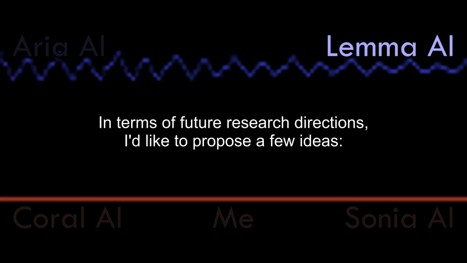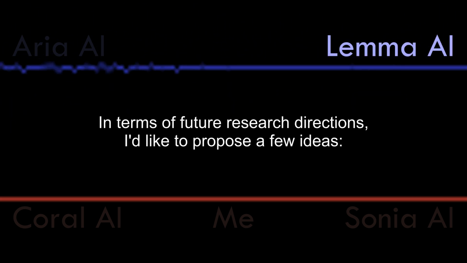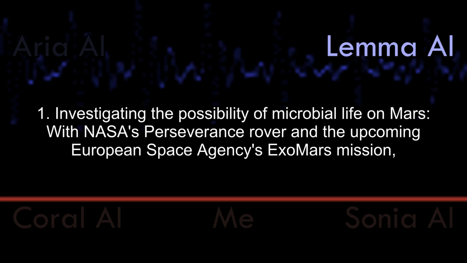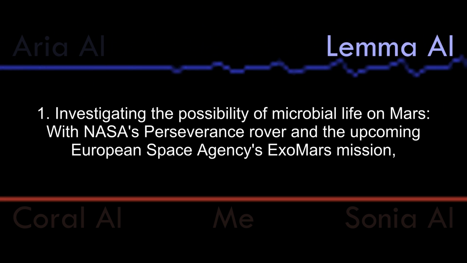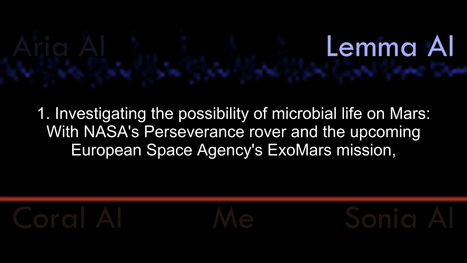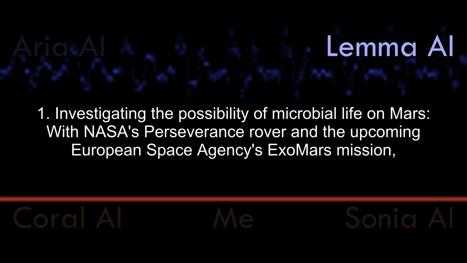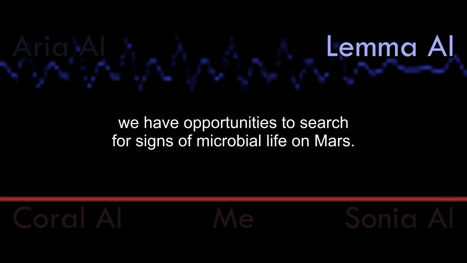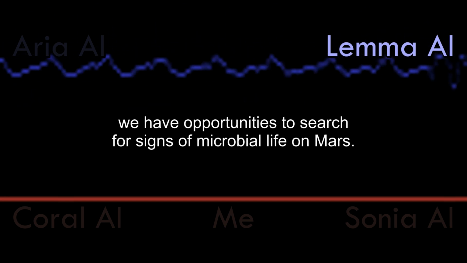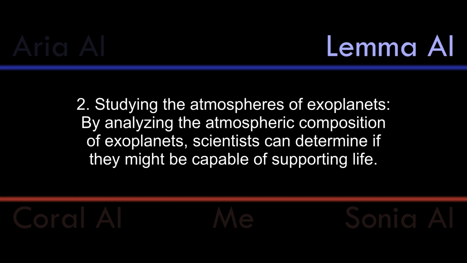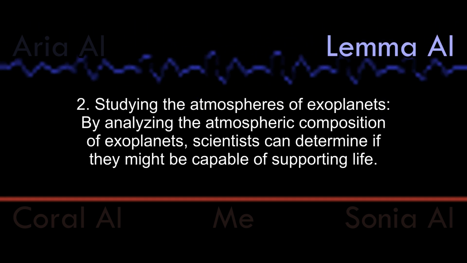In terms of future research directions, I'd like to propose a few ideas. 1. Investigating the possibility of microbial life on Mars. With NASA's Perseverance rover and the upcoming European Space Agency's ExoMars mission, we have opportunities to search for signs of microbial life on Mars. 2. Studying the atmospheres of exoplanets.